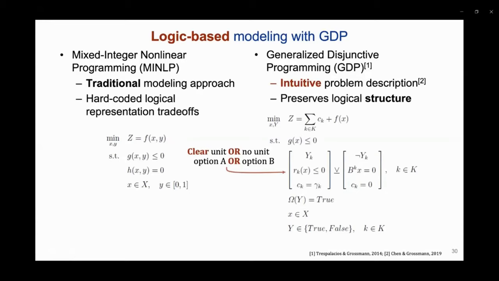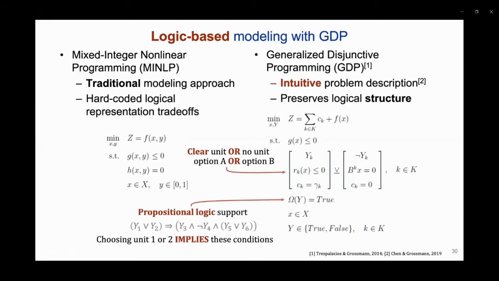If it does not exist, then basically a subset of the variables take a value of zero because it doesn't exist. So that's a disjunction, like an if-then-else type of construct. And then what we have is propositional logic.